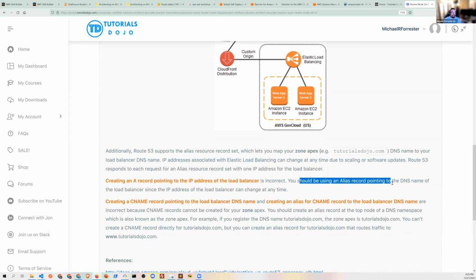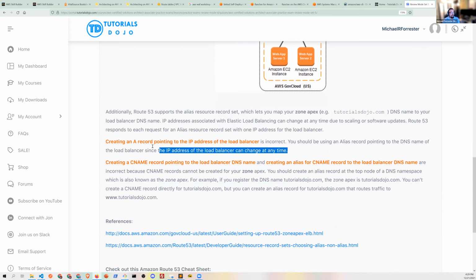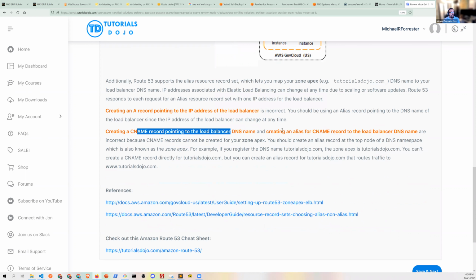So you need an alias for that, since the IP address of the load balancer can change at any time. Creating a CNAME record is not going to work, because CNAME records cannot be created for your zone apex. Not www, but just example.com or amazon.com, right? So you have to create an alias record at the top of the DNS namespace, and you cannot use the CNAME. It has to be an A record, okay?